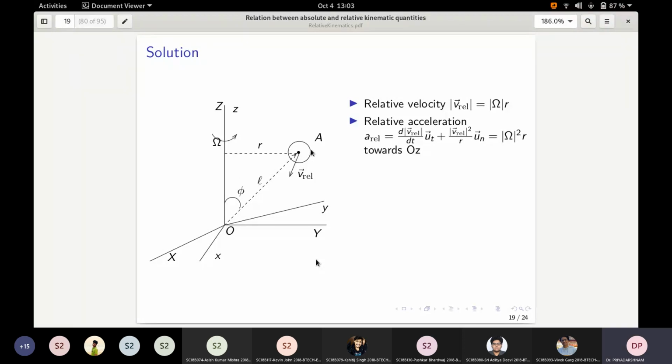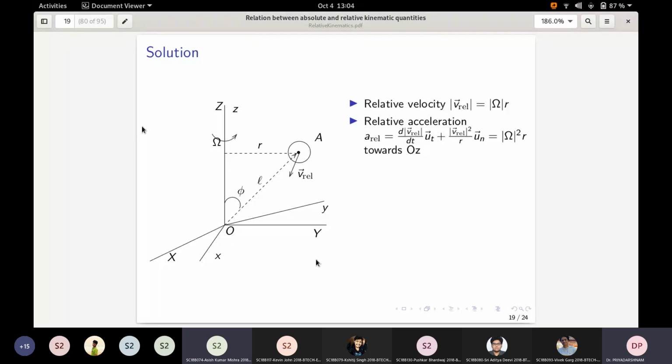That is, the object appears as if it is being pulled inside towards the OZ axis. So what is d by dt of modulus of VRL? 0. So modulus of VRL square is omega square r square divided by r. The normal vector is towards the z-axis. So therefore this expression is okay.